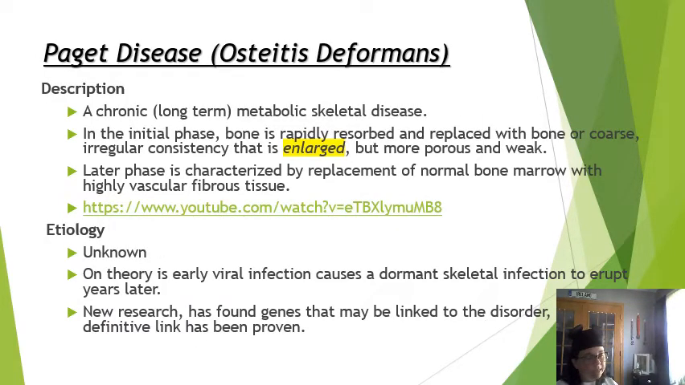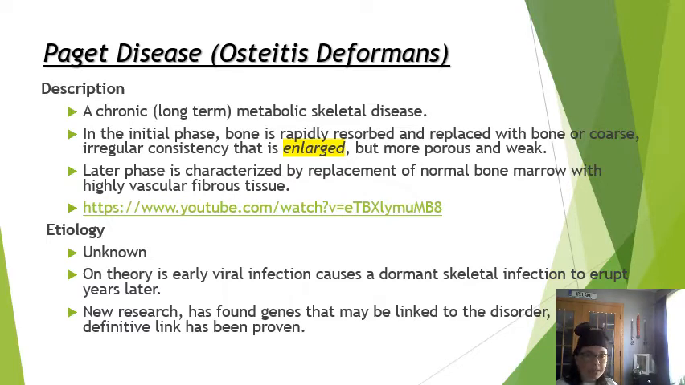All right, let's move on to Paget disease, or osteitis deformans. It is a chronic metabolic skeletal disease with multiple phases. In the first phase, the bone is rapidly reabsorbed and replaced with bone that is coarse and irregular in consistency, and it's enlarged. But even though it's larger, it's more porous and weak. Like when a dry sponge is wetted, it grows, but it loses that rigidity.